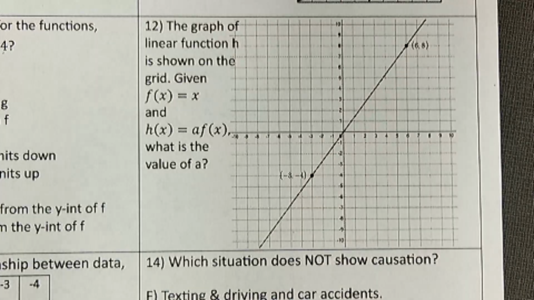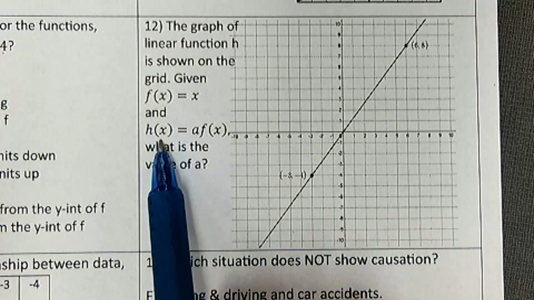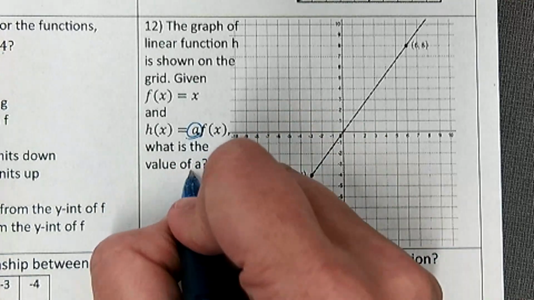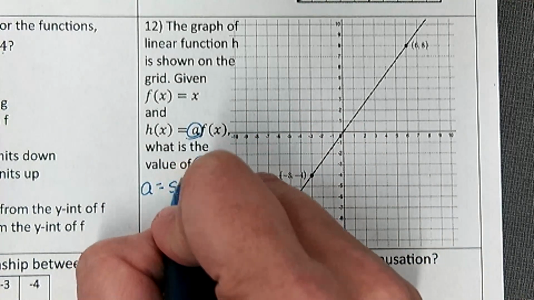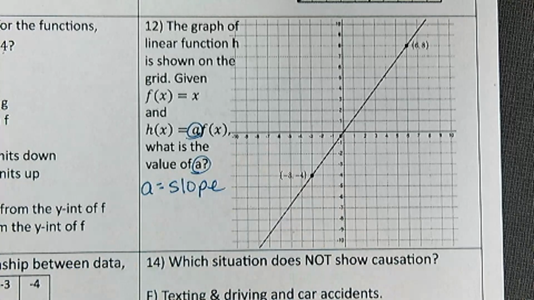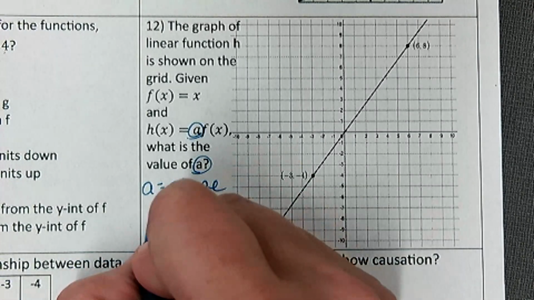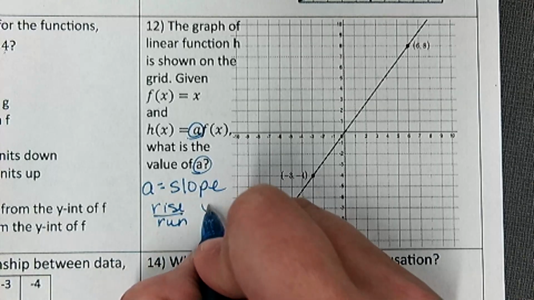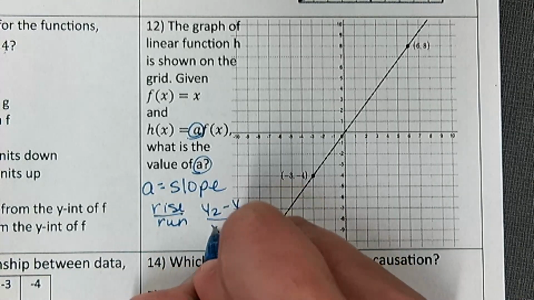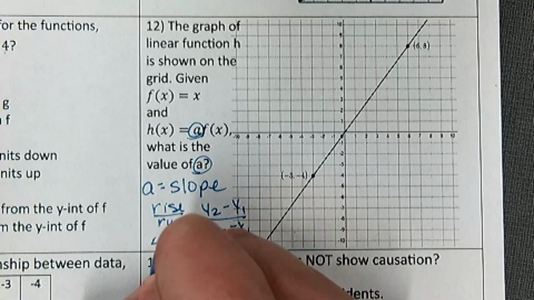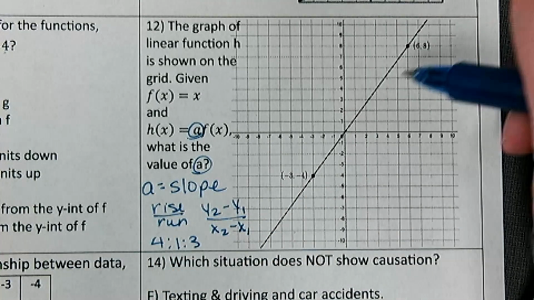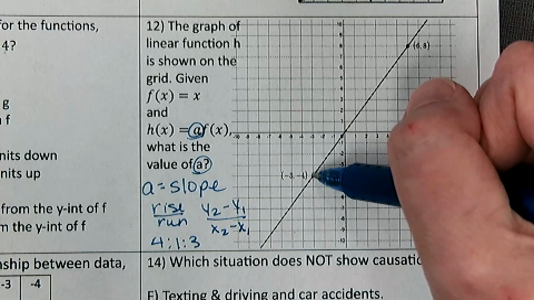This particular question, you're given this, and then it says, what is A? Notice A is in front, and it's multiplying. A is the same as slope. So you can do a couple of things. You can do rise over run. You could do y2 minus y1 over x2 minus x1. You could do 413 in your calculator. Either way, whichever method you prefer.